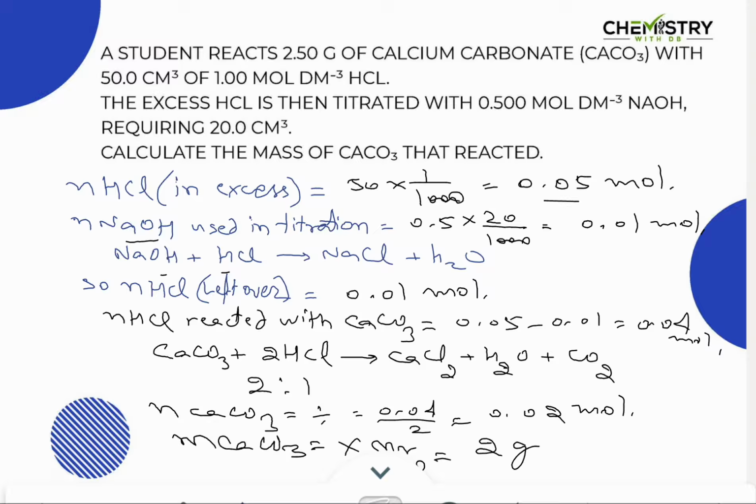So the percentage purity will be 2 divided by the actual mass, which was 2.5 grams, times 100, which is 80%. So that means this sample was 80% pure, only 80% was calcium carbonate.